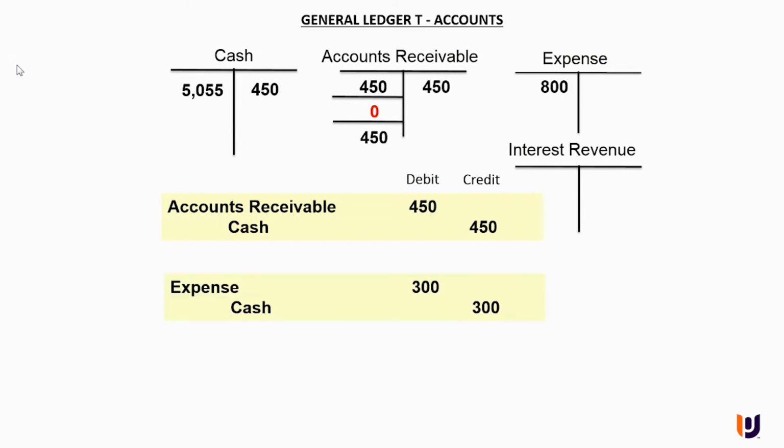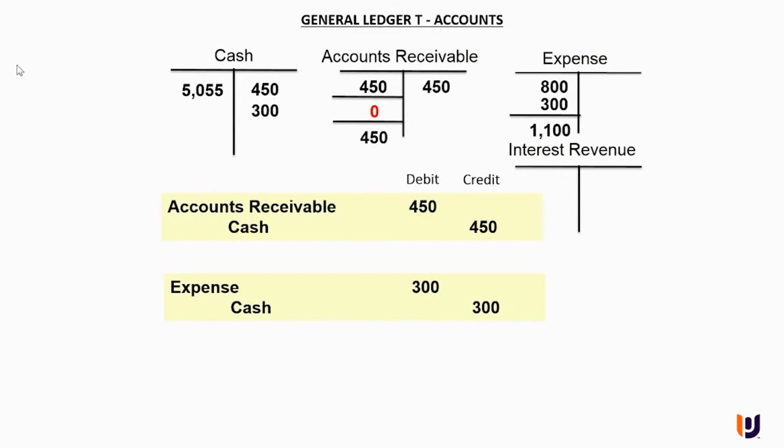The second item was the expense check that we recorded incorrectly. Instead of $800, it should have been $1,100. To correct the error, we need to add an additional $300 to expense through a debit and credit cash $300. Now the expense account is correct, $1,100.